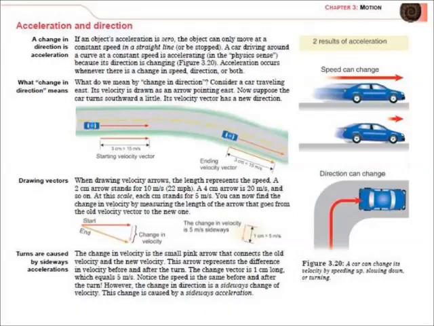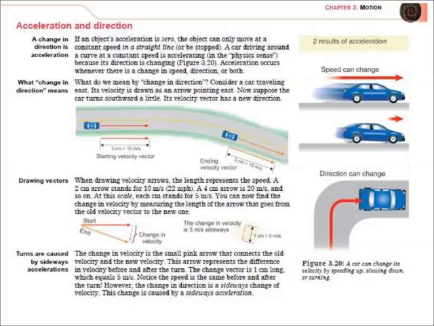Acceleration and direction. If an object's acceleration is 0, the object can only move at a constant speed in a straight line or be stopped. A car driving around a curve at a constant speed is accelerating in the physics sense because it changes direction. Acceleration occurs whenever there is a change in speed, direction, or both.